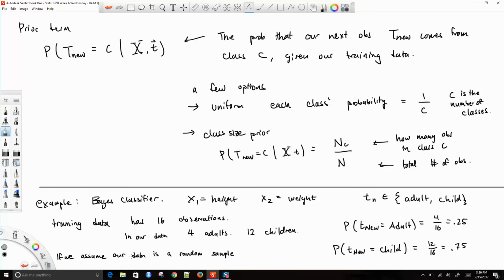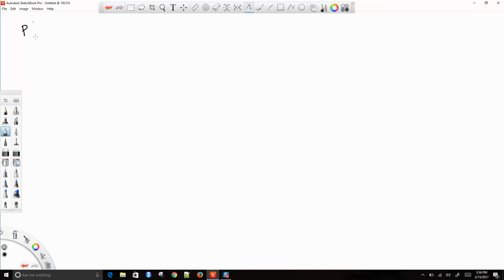And then now we want to talk about the probability of our next value given it is in class C and our training data. So this is now our class conditional, which is kind of our likelihood term.